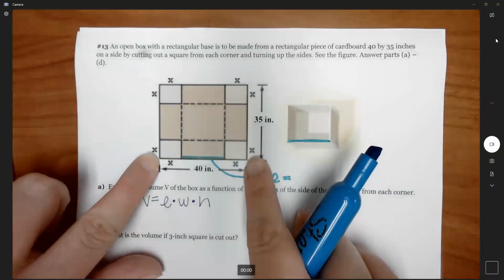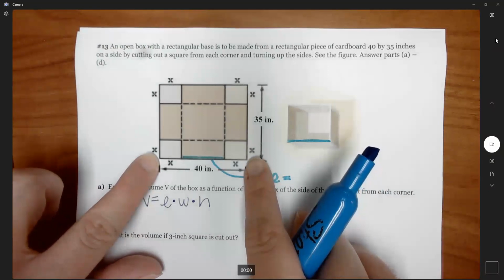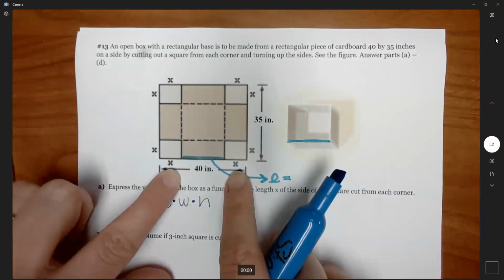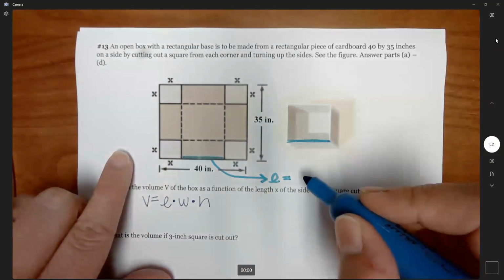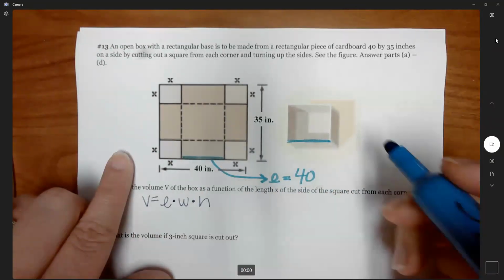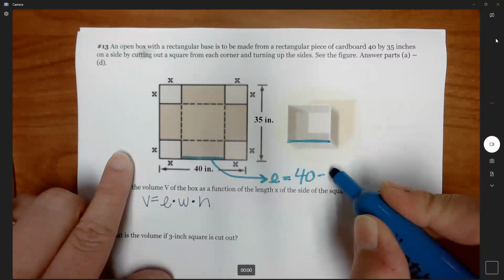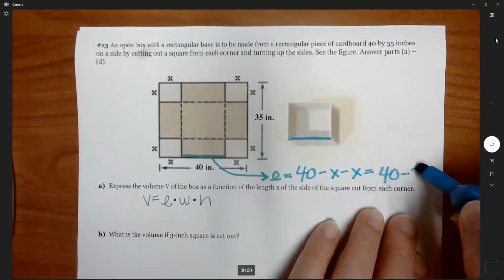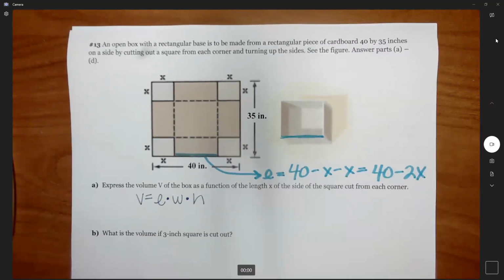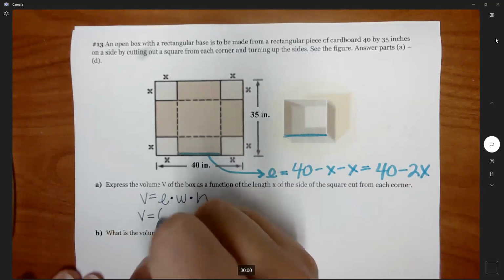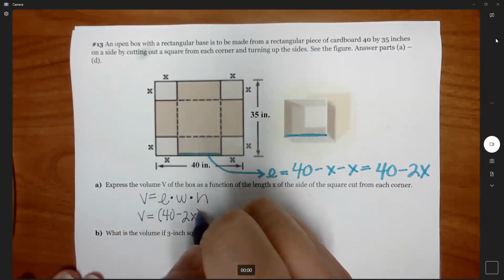I know this whole cardboard is 40 inches, and then I need to take away however big of this square we're taking out. But again, I don't know what that square is going to be. So I've got the whole thing, 40 minus X, which is the same thing as 40 minus 2X. So my length is 40 minus 2X.